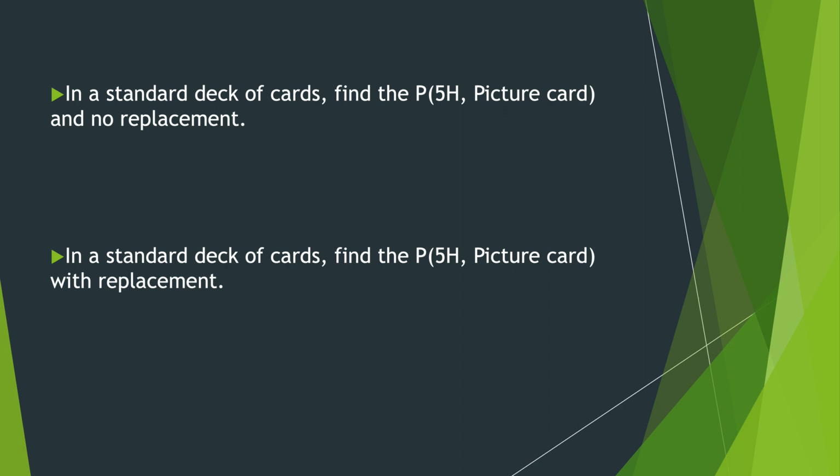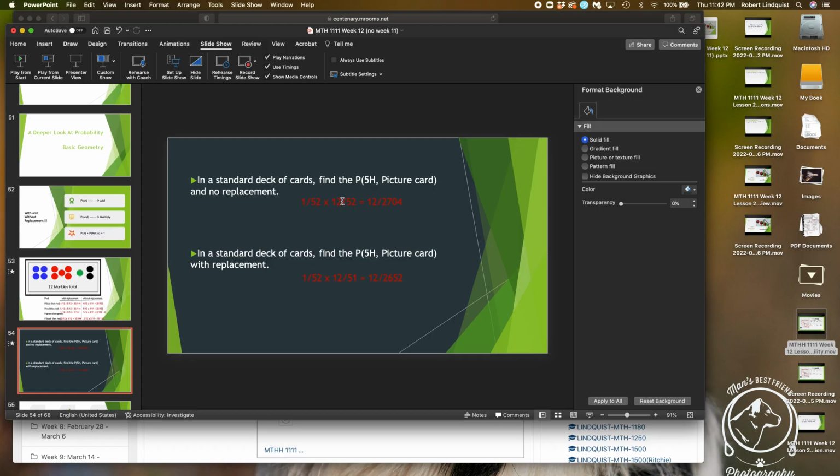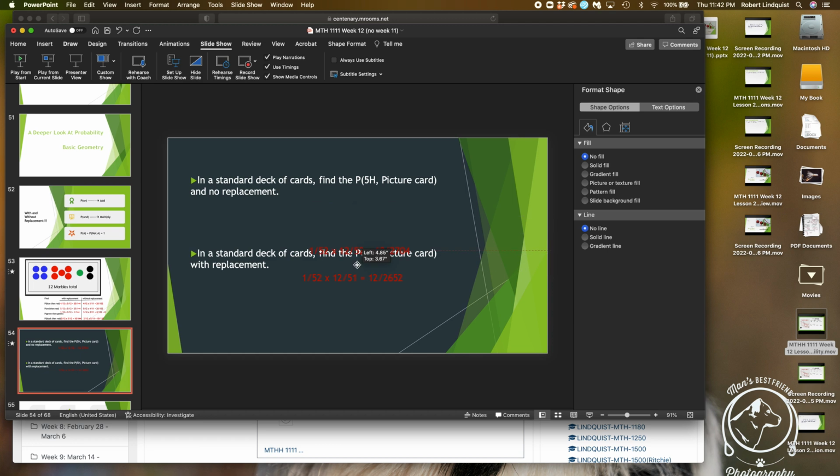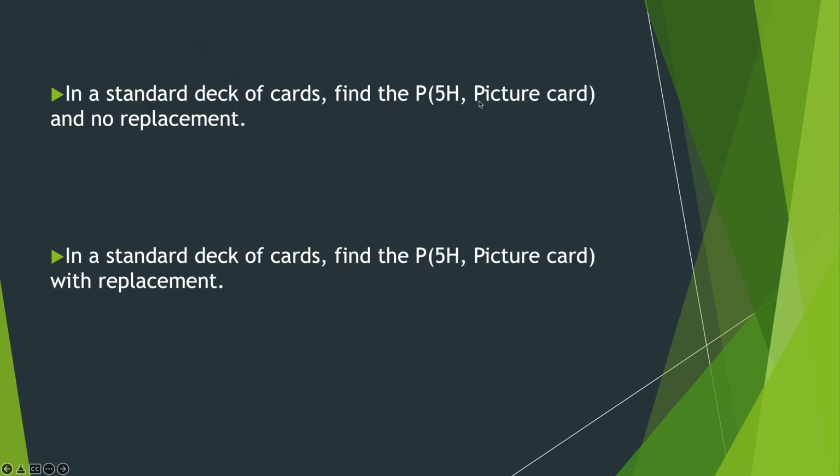Okay, so standard deck of cards, find the probability of the 5 of hearts and then a picture card. No replacement. This means the card does not go back in the deck. All right, so naturally I messed this up. So I need to switch this to here and switch this to here. And let's play from current slide. The 2 cards, find the probability of the 5 of hearts, then the picture card without replacement. You do not put it back in again.